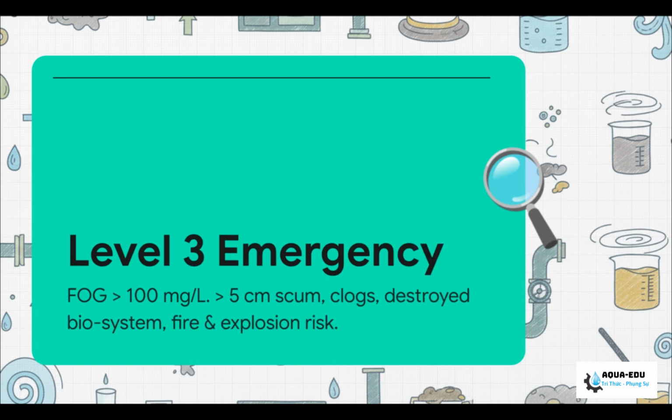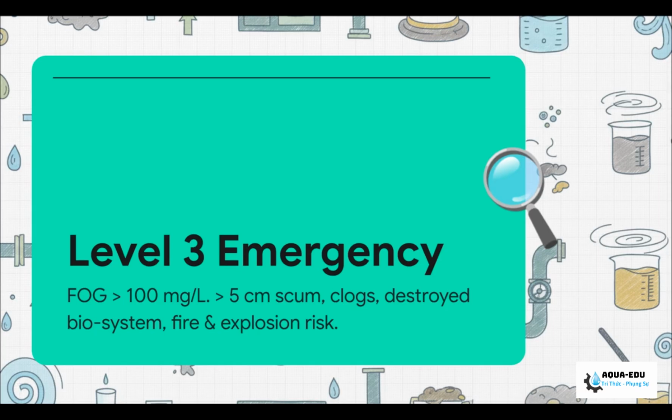Because if we fail at level 2, we plunge straight into a level 3 emergency. And this is grave, guys. At over 100 milligrams per liter, you are facing severe physical and chemical dangers. That scum is now over 5 centimeters thick. Your pipes and valves are completely choked off, leading to primary flooding. Your biosystem is being utterly destroyed, paving the way for massive compliance failures.